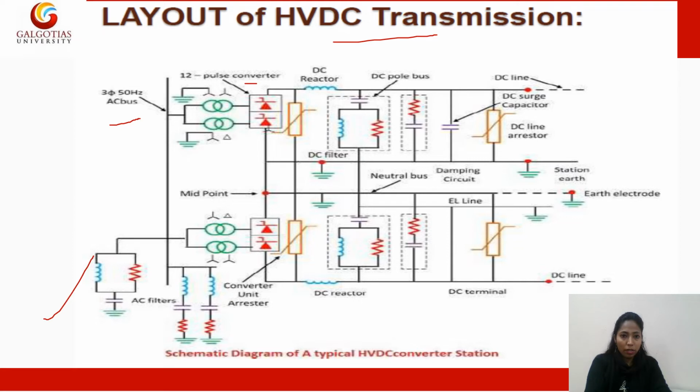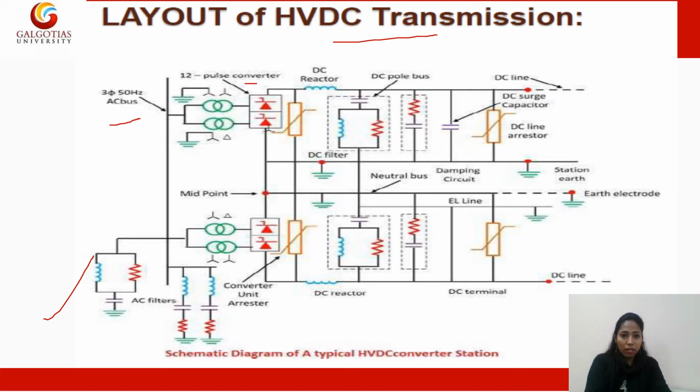These converters may be operated based on thyristor control or based on the voltage source converter. Based on thyristor control, we call it an LCC based HVDC system, and based on the IGBT, we call it a voltage source converter based HVDC system. So the converter operation depends on whatever device we are selecting.